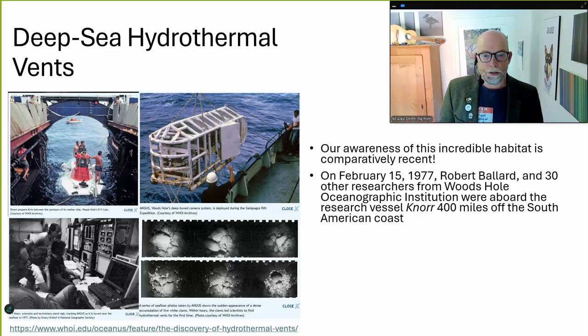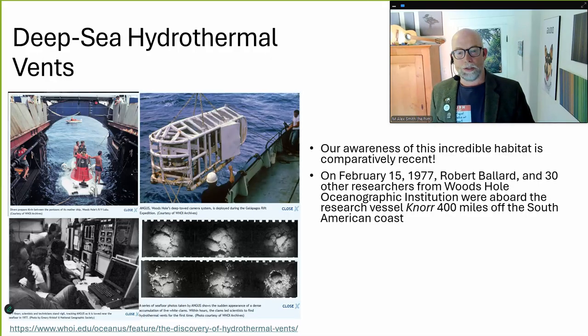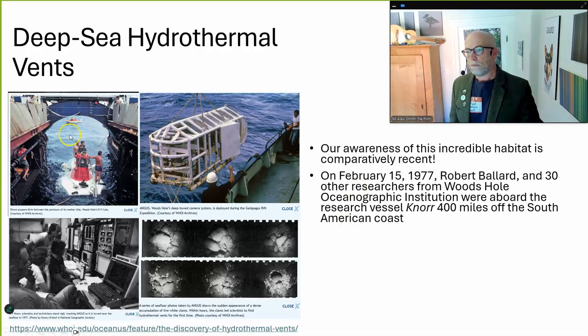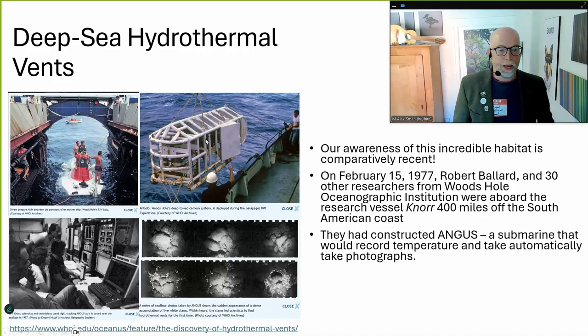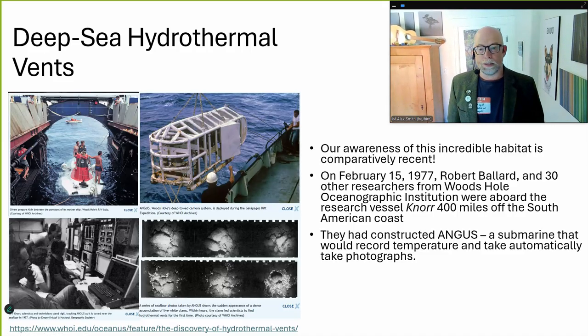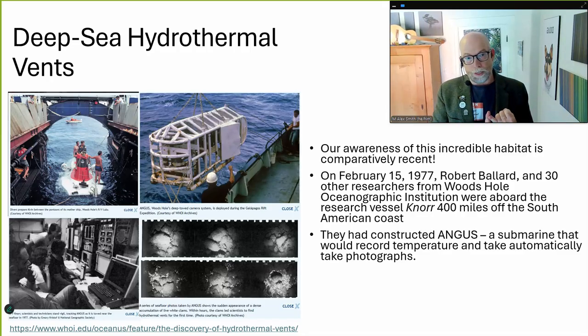So he and 30 other researchers were cruising around off the South American coast in the vessel Knorr. And you can see them here at their data, and here priming this little bit of ingenuity, which they called Angus. And Angus was a submarine that was built to do two things. So this is pre-streaming, right? It's basically just jigging. Like if you're a fisher, jigging, you put the weighted hook over and you're bouncing it up and down. And that's literally what they were doing, bouncing it up and down and knowing that it was going to record temperature and that it would automatically take photographs.